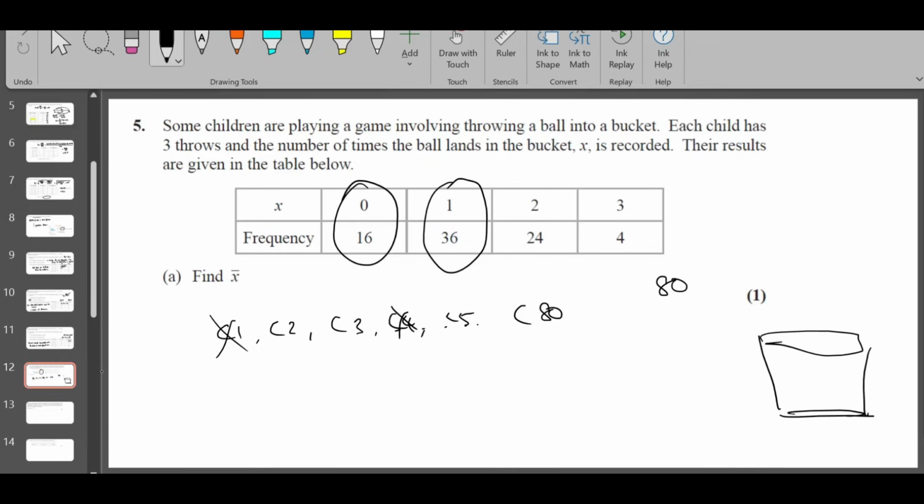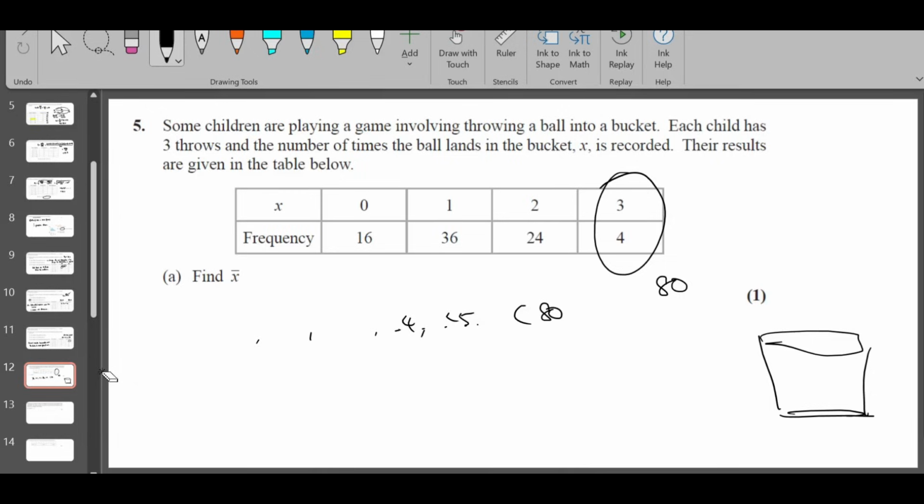X equals 1 with frequency 36 means 36 children managed, out of their 3 throws, to put the ball in the bucket once. 24 children managed to put the ball in the bucket twice out of the 3 throws. And only 4 of them managed to put the ball in the bucket in all 3 throws. So that's what it says. You need to understand this.